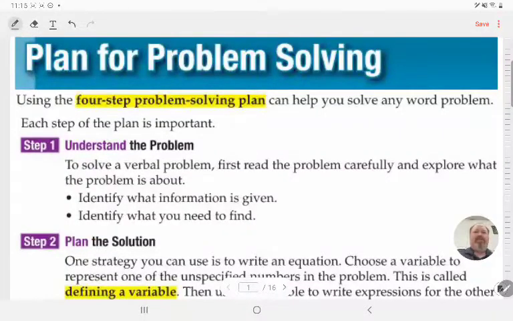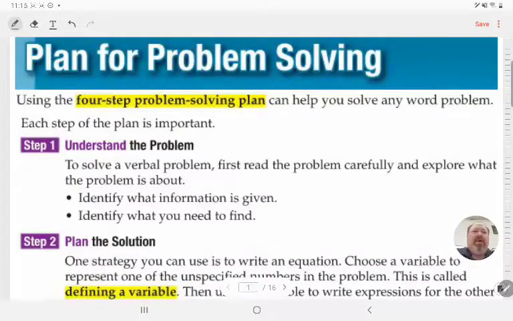All right, guys. So today we're going to be going over getting ready for algebra. So we're just going to do some review. So the first thing we're going to start with is plan for problem solving.